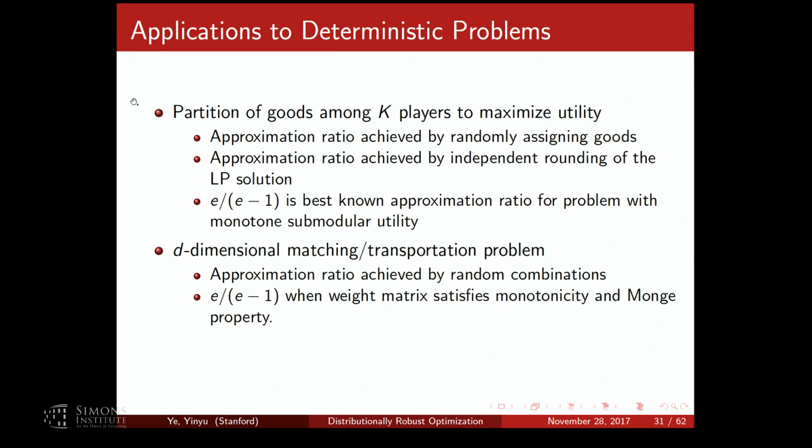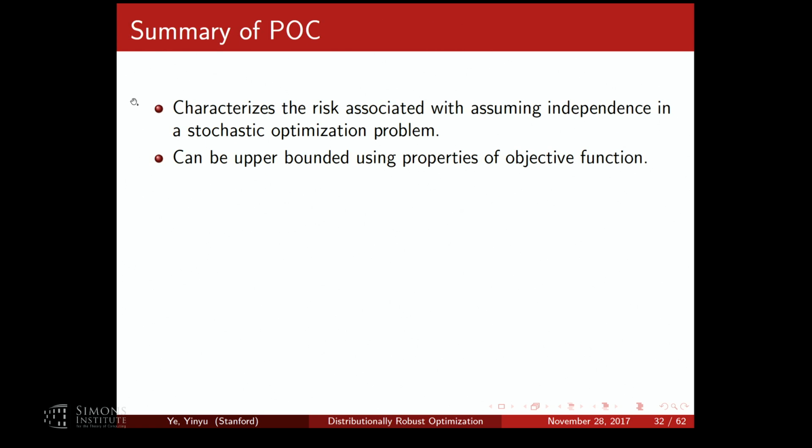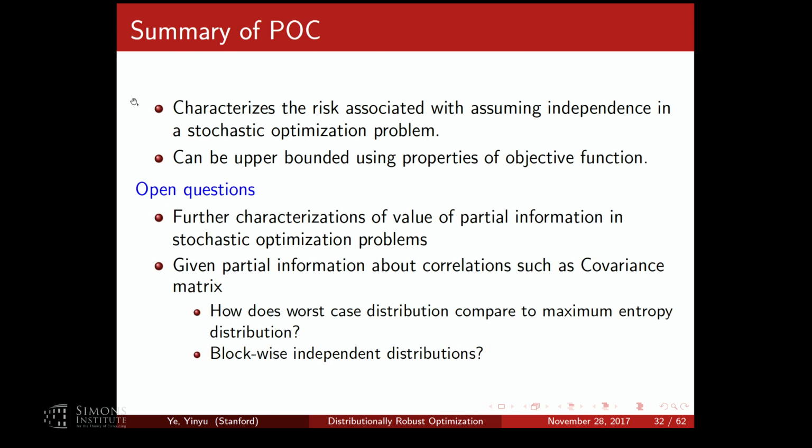I'm going to go through this very fast. Let me give a quick summary of these points on correlations, or the correlation gap. It basically characterizes the risk associated with assuming independence in any stochastic optimization problem. We know any of these problems is a balance between solution quality and solvability, tractable or not. However, we can upper bound it using properties of the objective functions. For many of the problems you can do structural analysis and know these functions satisfy certain properties.